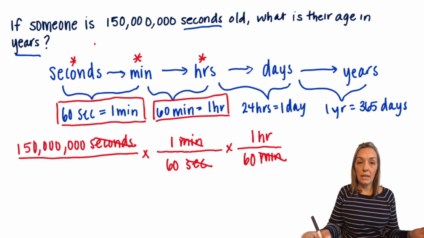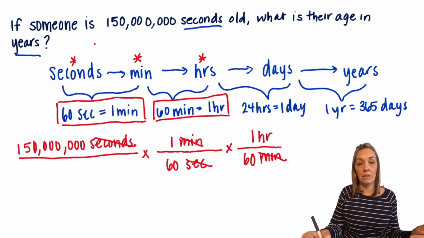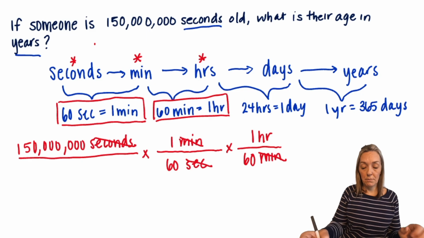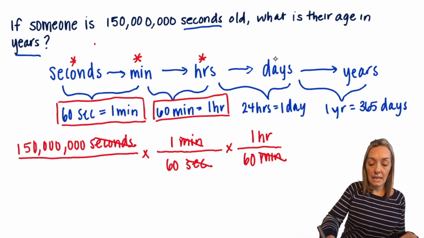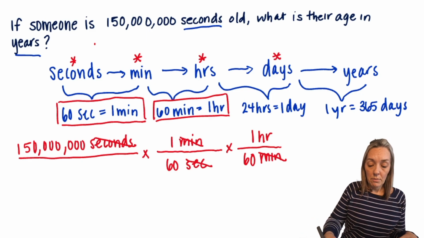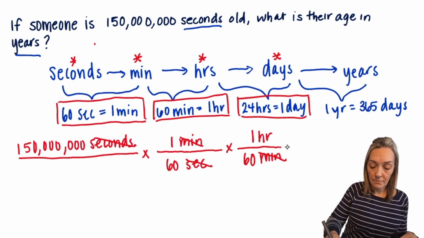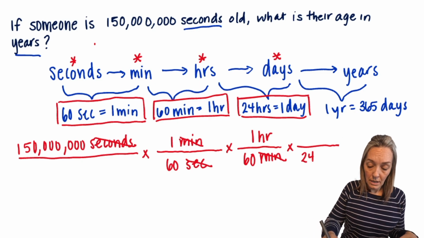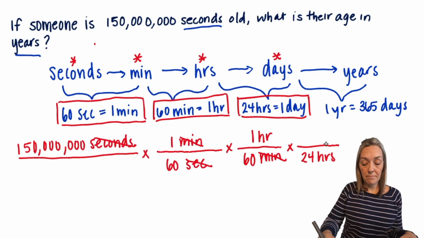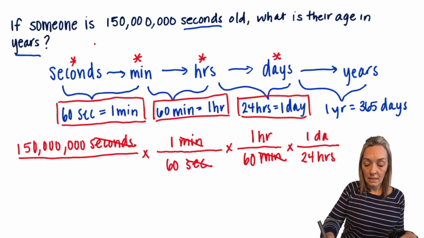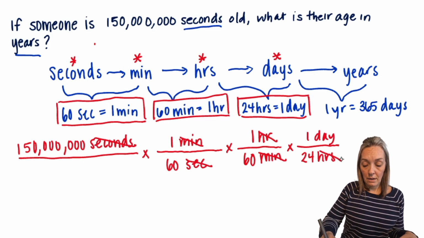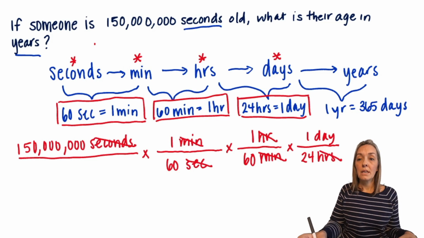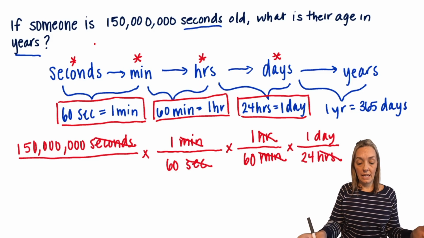If I stop the problem right now, I would know how many hours are in 150 million seconds. Don't pick up your calculators. We're going to keep going all the way till the end. So now I'm going to go from hours to days. In order to go from hours to days, I know that 24 hours is equivalent to 1 day. So I am going to put 24 hours on the bottom, and I'm going to put 1 day on the top. My hours cancel out with my hours, and now I have the unit of days.